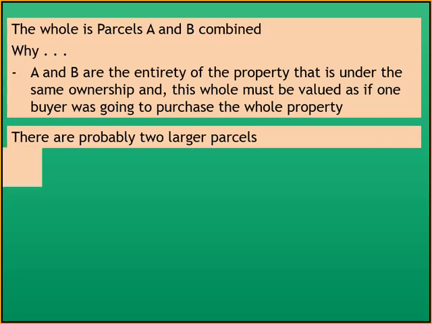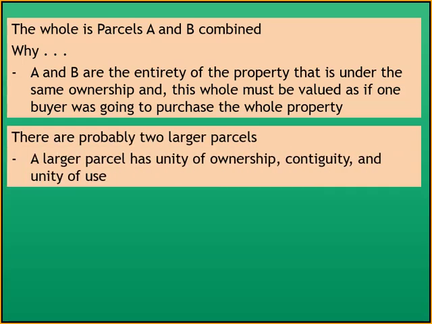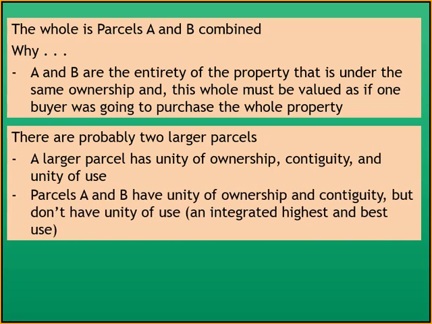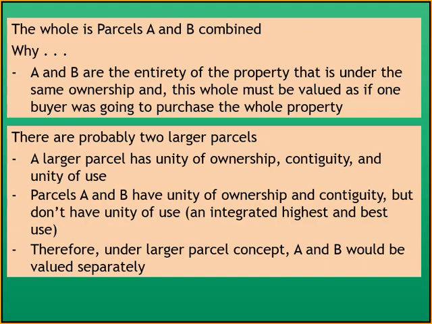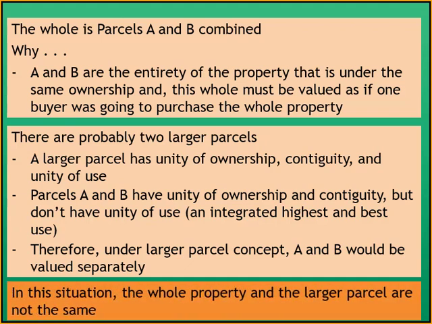There are probably 2 larger parcels. Larger parcel has unity of ownership, has contiguity, and it has unity of use. Parcels A and B have unity of ownership and contiguity, but they don't share unity of use, which is an integrated highest and best use. Therefore, under the larger parcel concept, A and B would be valued separately. In this situation, the whole property and the larger parcel are not the same.